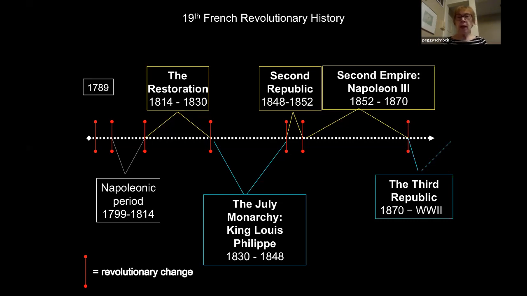And all these little red bars mark revolutionary changes. This is a century of revolution. It may have begun in 1789, but it continues throughout the whole 19th century. And all of the art is related to these different moments in time.